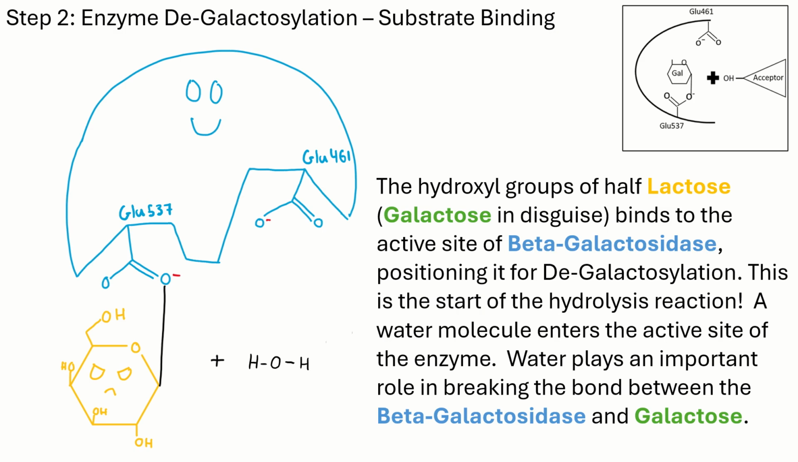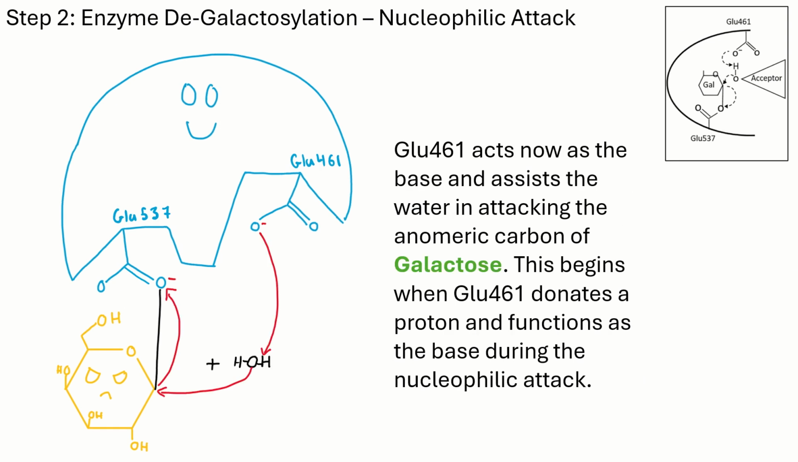The hydroxyl group of the half-lactose, galactose in disguise, binds to the active site of Beta-Glucosidase, positioning it for degalactosylation. This is the start of the hydrolysis reaction. A water molecule, or an OH attached to an acceptor, enters the active site of the enzyme. Water plays an important role in breaking the bond between the beta-glucosidase and galactose. Glu461 acts now as the base and assists the water in attacking the anomeric carbon, so carbon 1, of galactose.